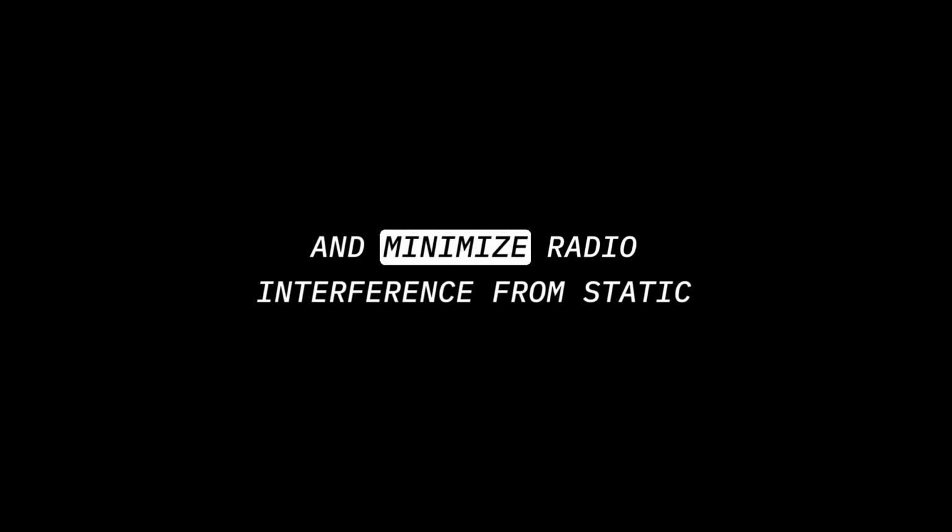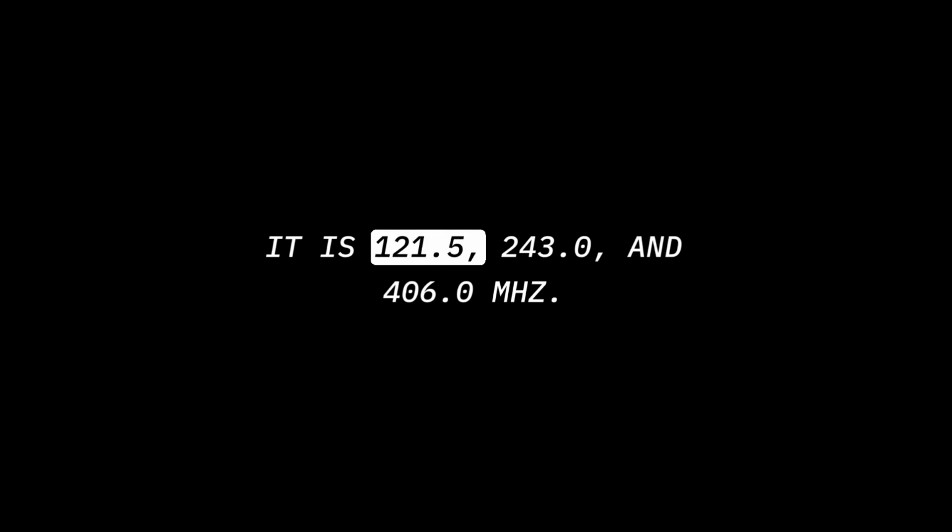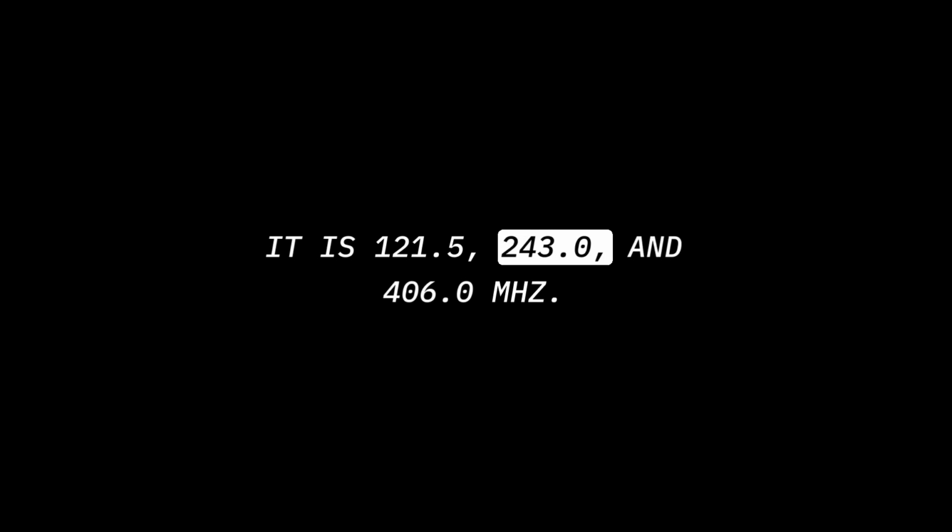To provide a low impedance ground return and minimize radio interference from static electricity. What is the frequency of an emergency locator transmitter, ELT? It is 121.5, 243.0, and 406.0 megahertz. How can you determine when the batteries of an ELT should be replaced?